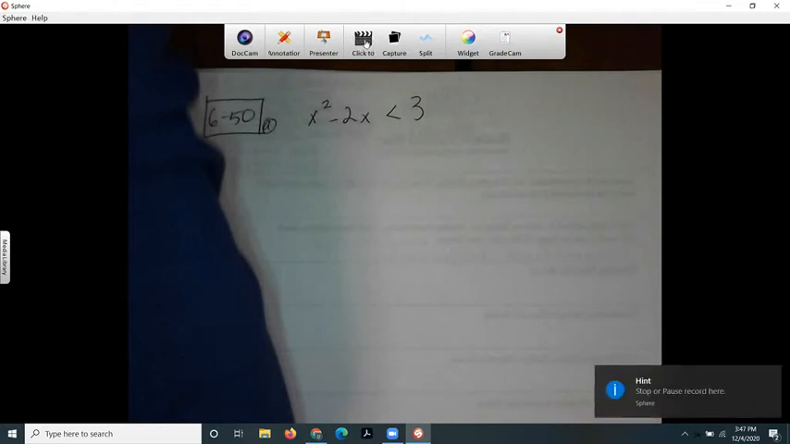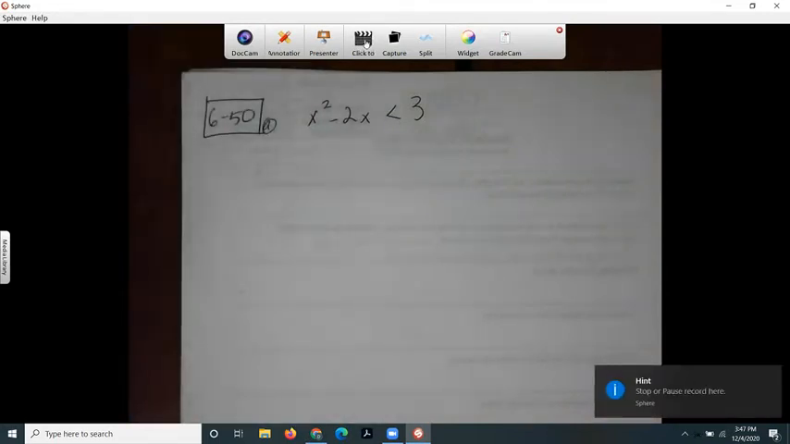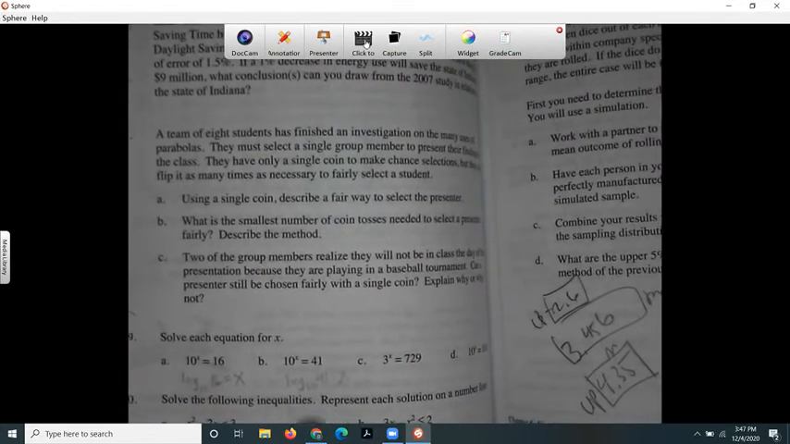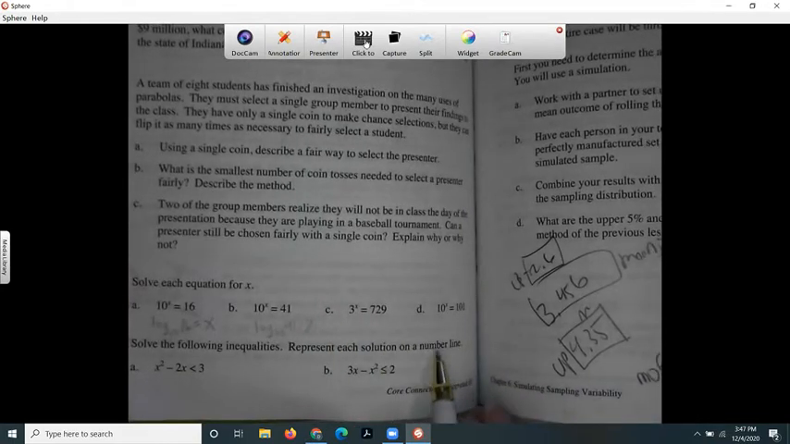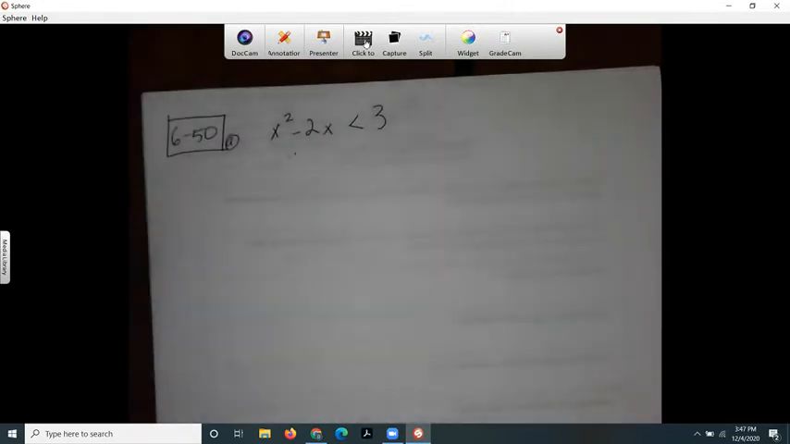Here's Integrated 3, problem 6-50. It says solve the following inequalities. Represent each solution on a number line. So it's an inequality rather than an equation. We're still going to treat it kind of like an equation, and we're going to go ahead and solve it.